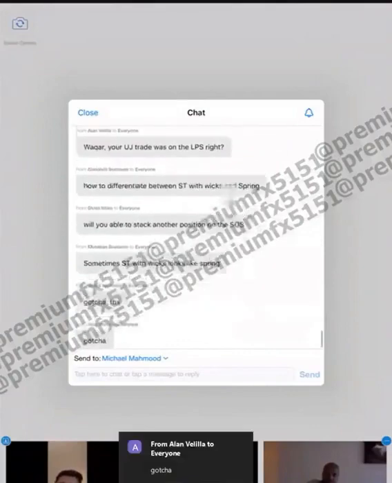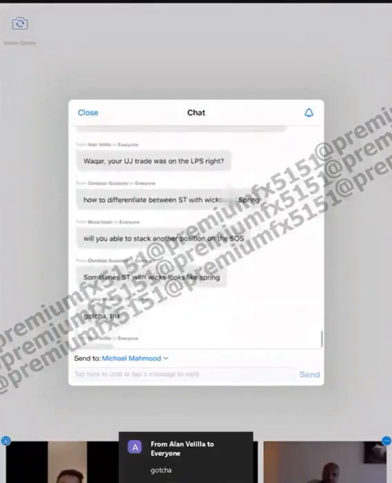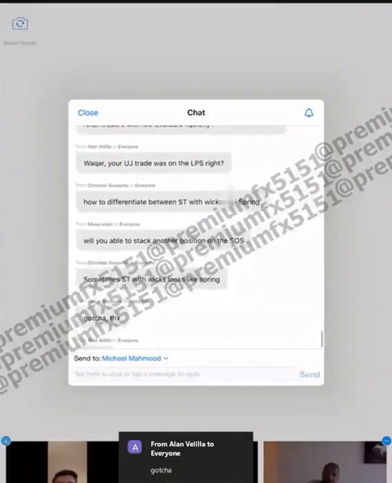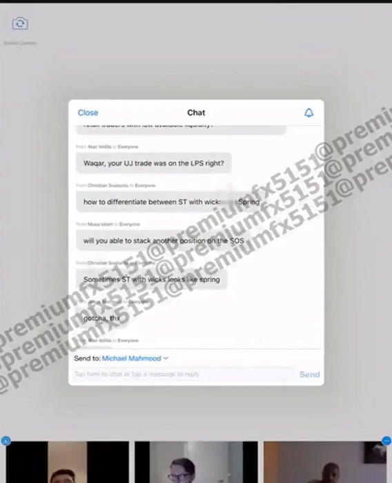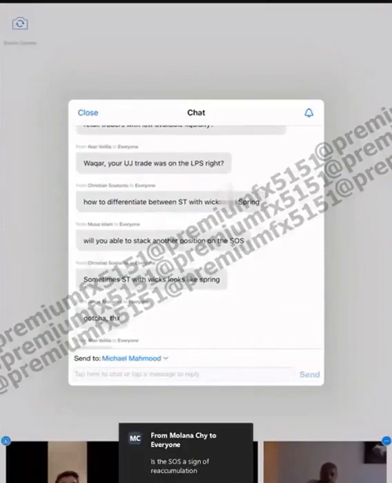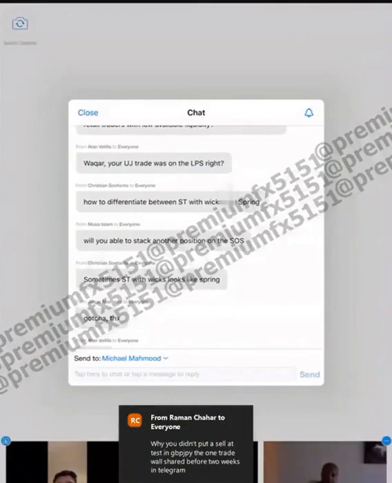How do you differentiate between ST with wicks and the spring? You have to follow the logic. But again, you're not entering on the STs and you're not really entering on the spring. I've entered on the spring on many occasions, but that is because there's other reasons to it. If it's just a spring, you don't enter upon it because that is not a safe bet. There's no logic to it because we don't know where that spring is going to.